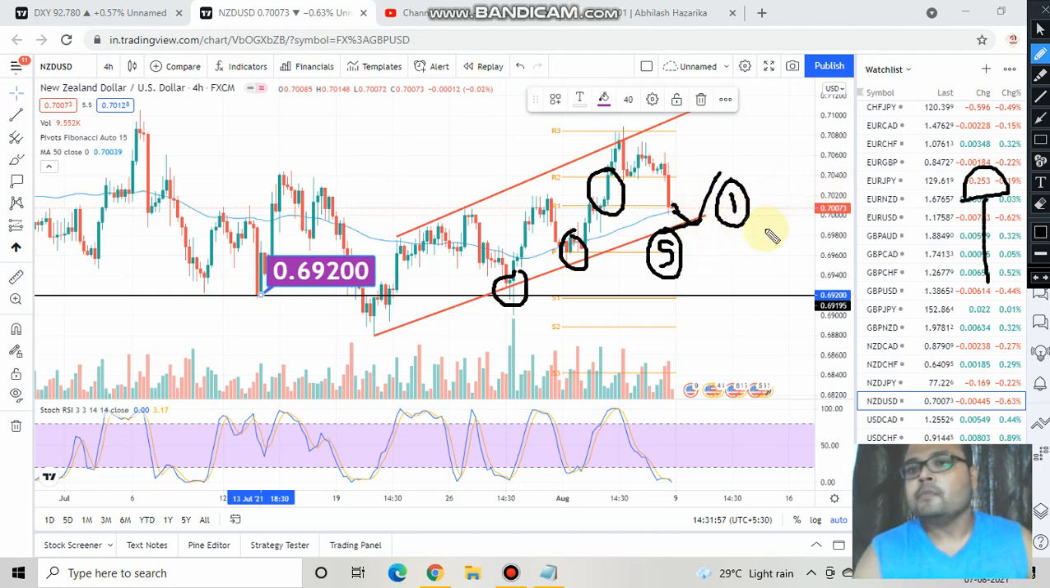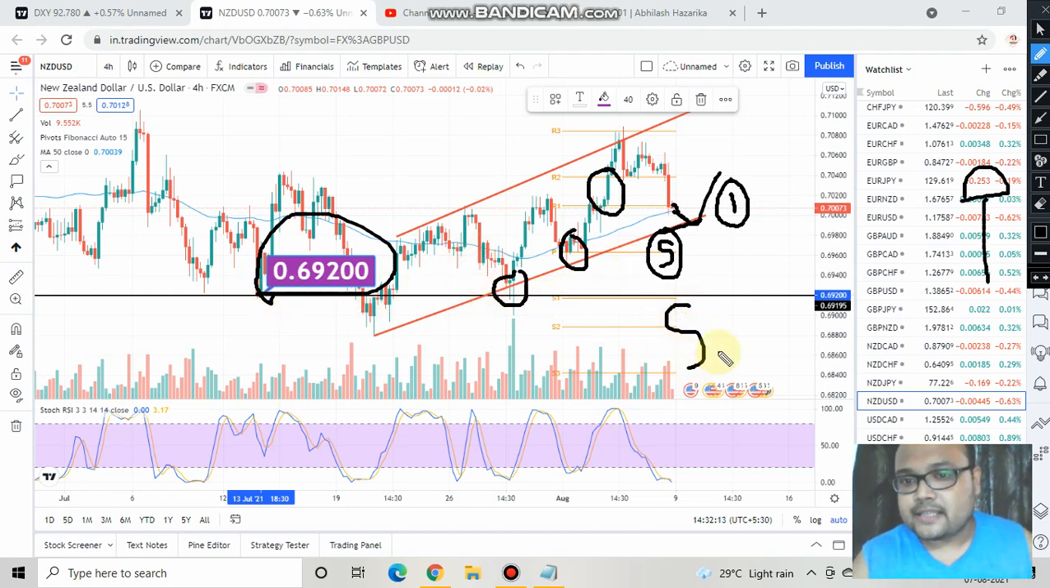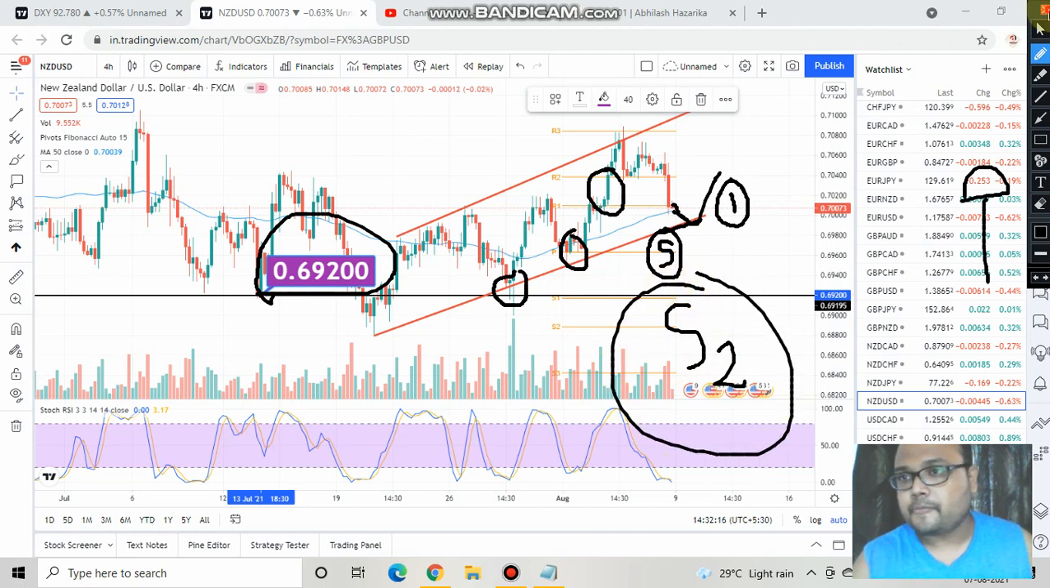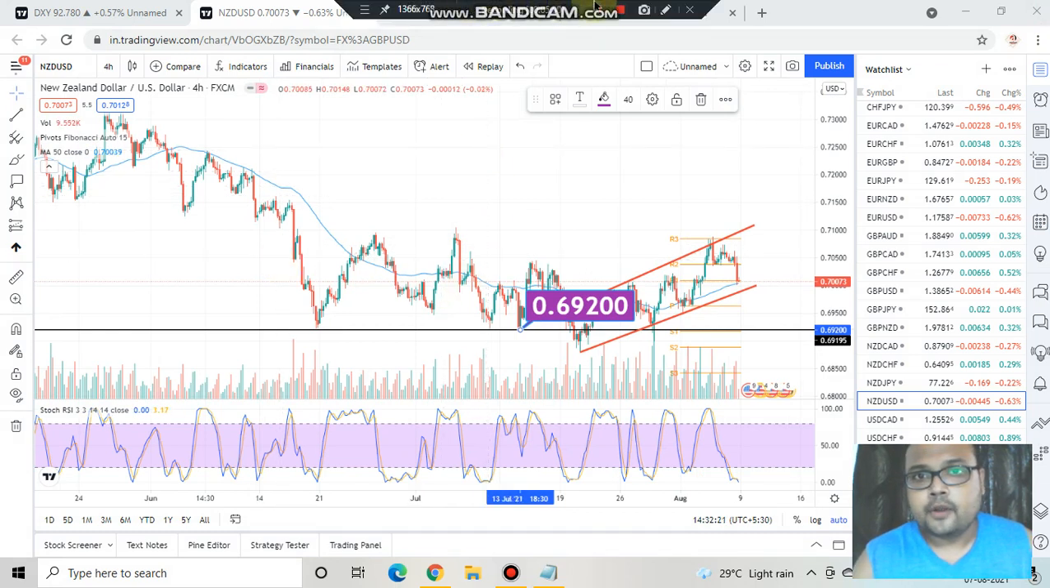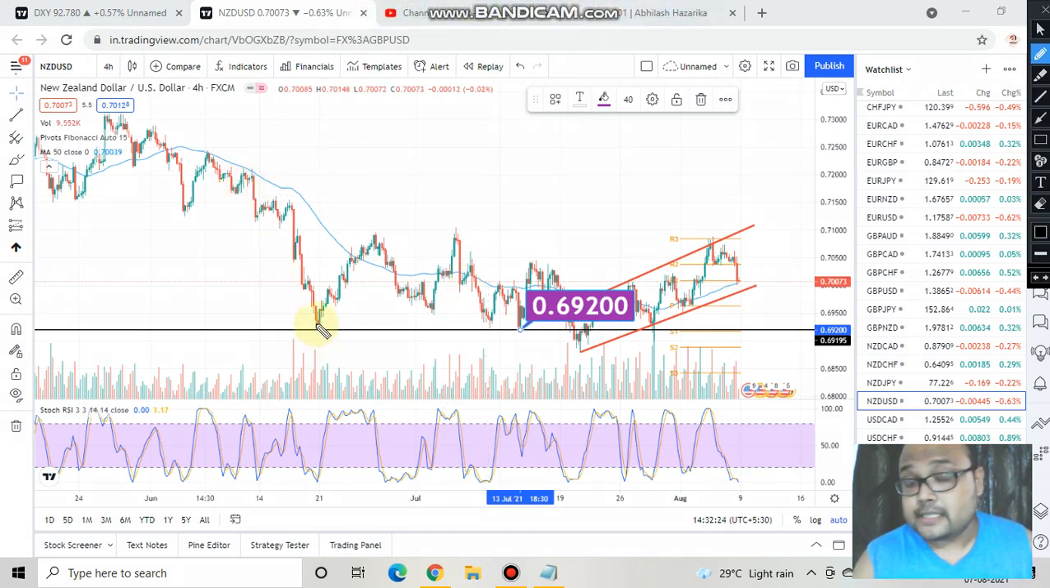Clear? And your second trading opportunity is this level, 0.6920. You can see that I have given a special respect to this line by mentioning the value here. See, this line is important because this is your second support, S2. If I zoom out the chart, then you can see that when the market was facing severe selling pressure, this was the level that provided support to the market, and on different occasions, whenever the market faced severe selling pressure, this was the level that provided support.